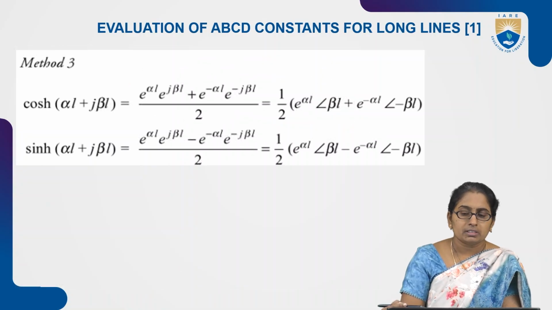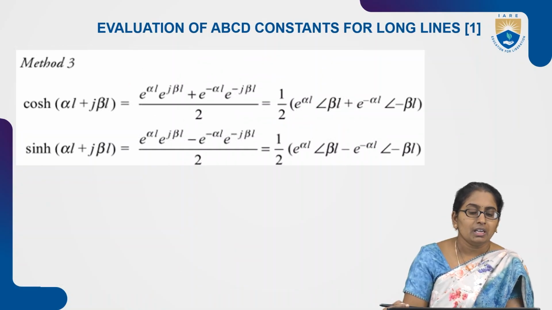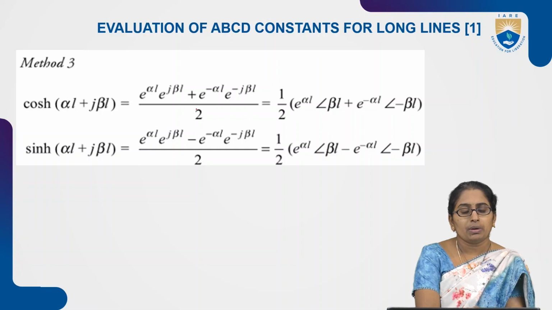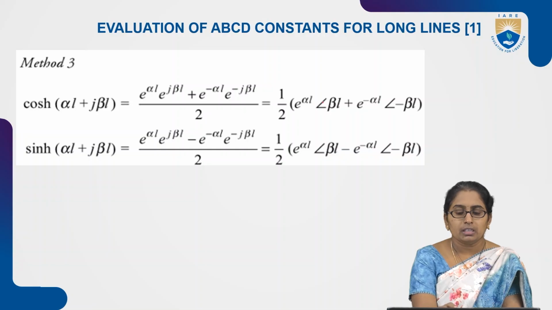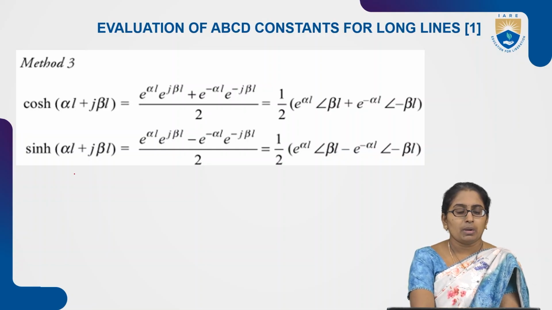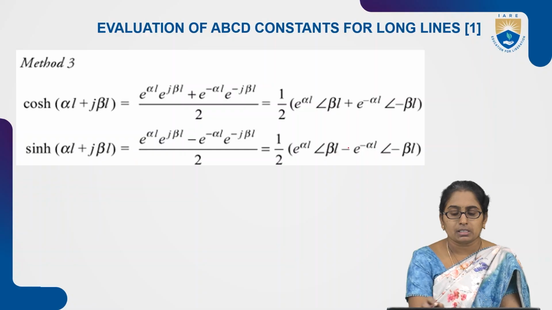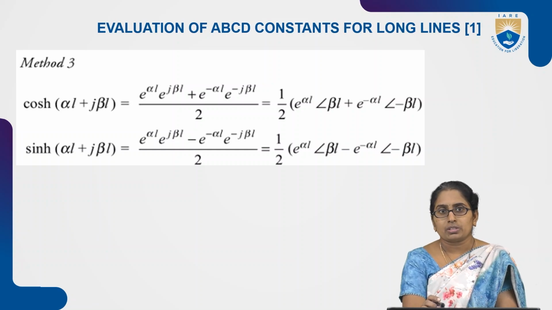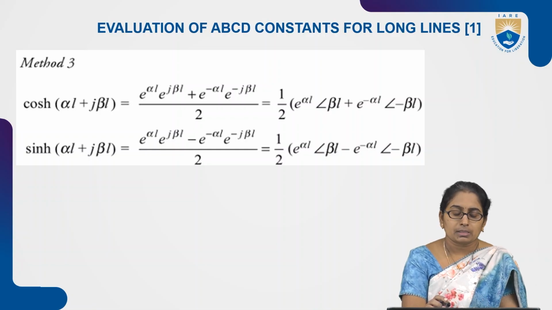There is one more method, method 3. Cos h gamma L, meaning cos h of alpha L plus j beta L, is also nothing but e power x plus e power minus x by 2, right? So this is another expansion for cos h gamma L, and there is an expansion for sin h gamma L as well. Like this also we can calculate cos h and sin h gamma L. That means we are calculating ABCD constants. So this is how, for long transmission lines, we can calculate ABCD constants.